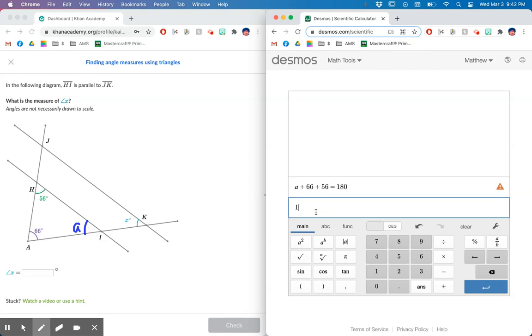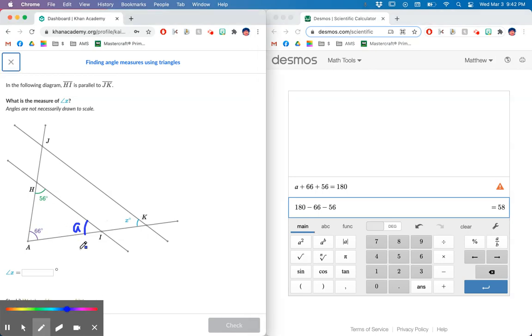So do your little difference calculation. Total is 180. Subtract your 66. Subtract your 56. It's going to be 58. Okay, so let's go ahead and label that. A is also equal to 58. Okay, 58 degrees.